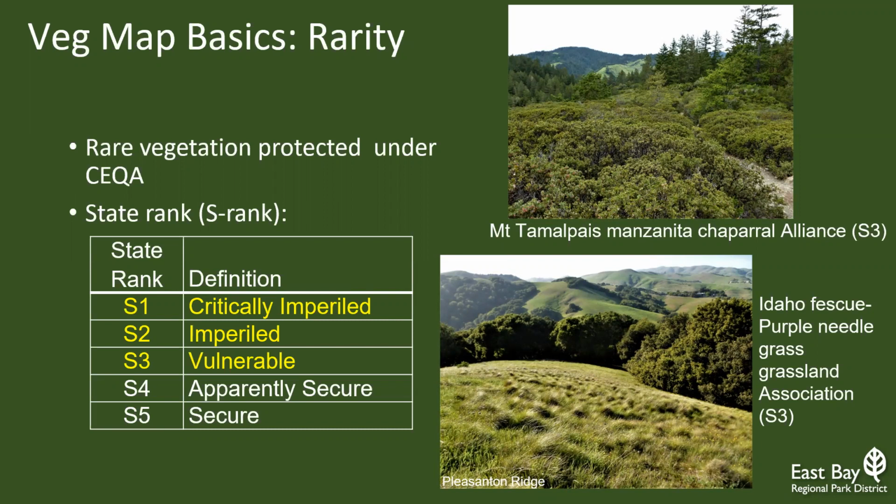But rare vegetation types also are dominated by species that are more common, but the vegetation type as a whole is threatened, like our native grasslands. And so this bottom picture here is an Idaho fescue purple needlegrass grassland at Pleasanton Ridge.